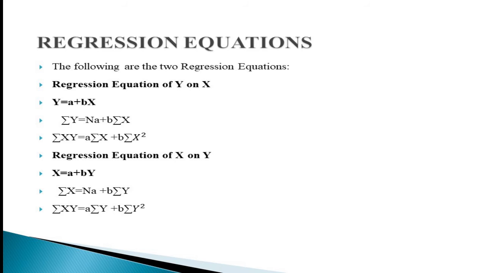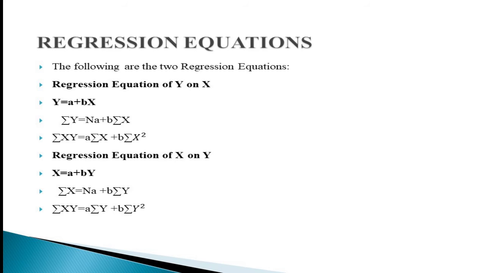In the same way, summation xy is equal to a summation y plus b summation y square. So this is what we call regression equations, and here you can understand summation of so many things you have to learn and you have to calculate while solving the problem. Y column, x column, that is not new to you. X column total is summation x, y column total is summation y.